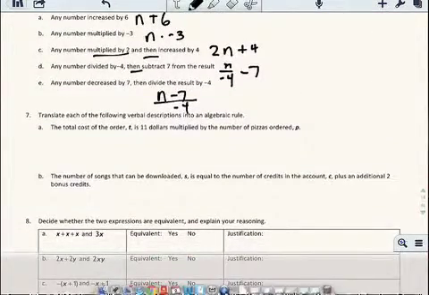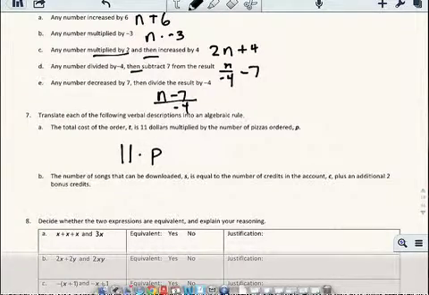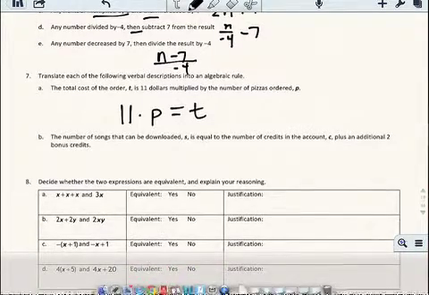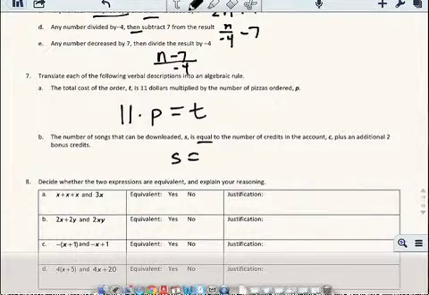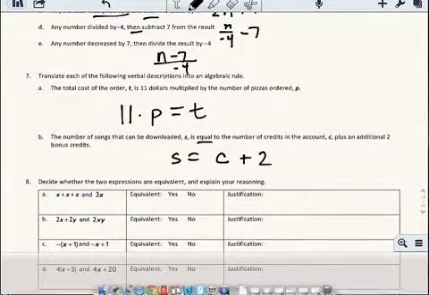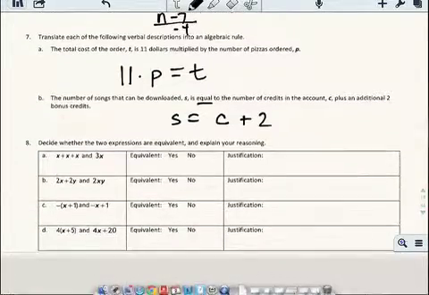Okay, translate each of the following verbal descriptions into an algebraic rule. The total cost of the order T is $11 multiplied by the number of pizzas ordered P equals the total cost. All I did was exactly what it said. $11 multiplied by the number of pizzas. 11 times P gives T. Cool. Number of songs that can be downloaded, S, is equal to, I'm just directly translating, equal to becomes an equal sign. S is equal to the number of credits in the account, C, plus an additional 2 bonus credits. S equals C plus 2. Cool. Direct translation, not that difficult.